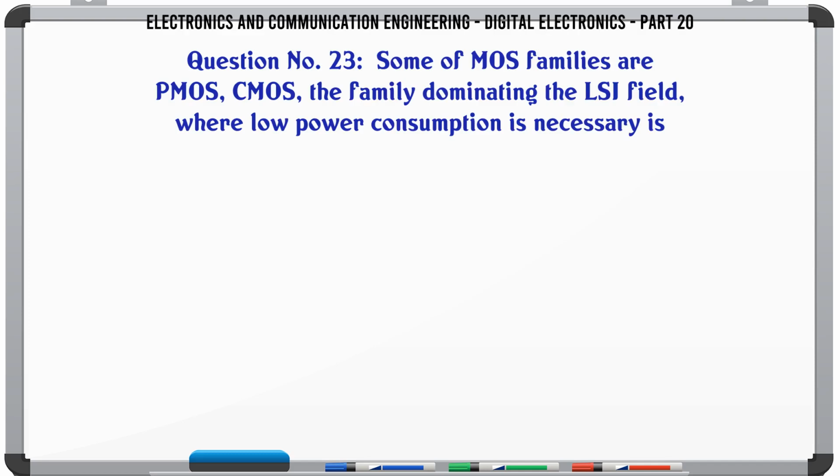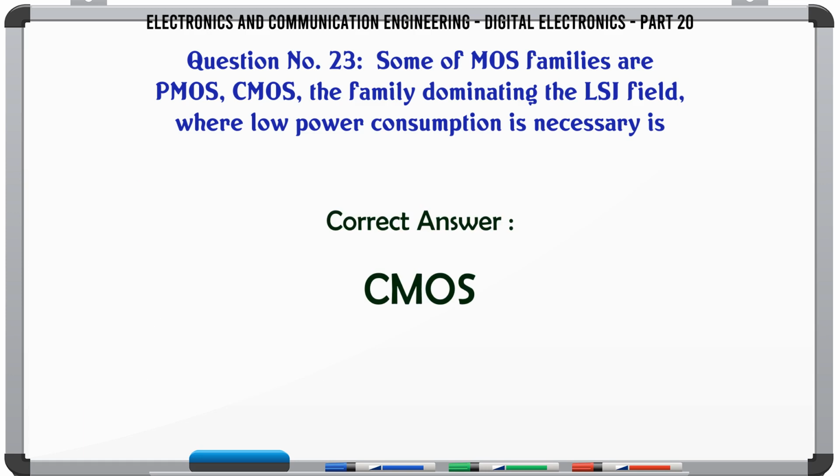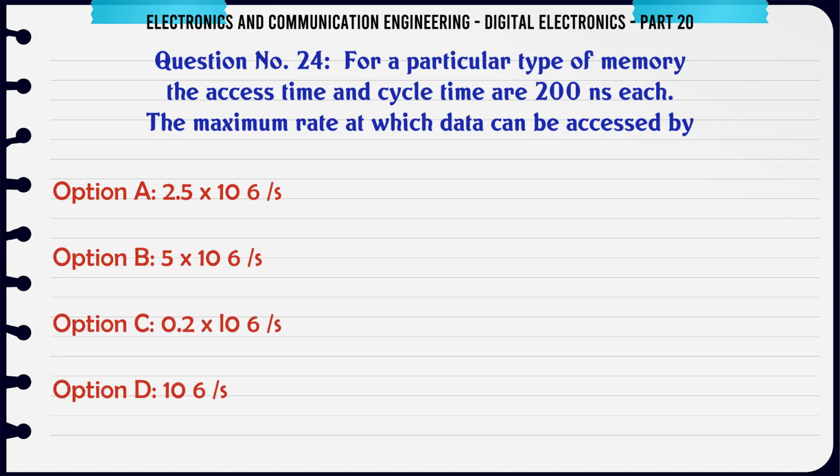Some of MOS families are NMOS, CMOS. The family dominating the LSI field where low power consumption is necessary is A NMOS, B CMOS, C MOS, D both MOS and CMOS. The correct answer is CMOS. For a particular type of memory, the access time and cycle time are 200 ns each.